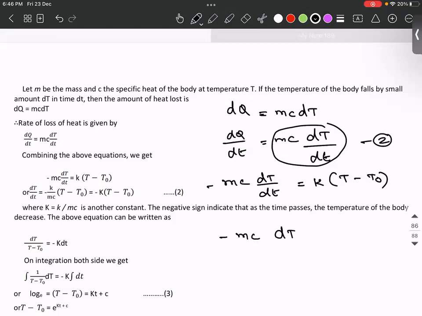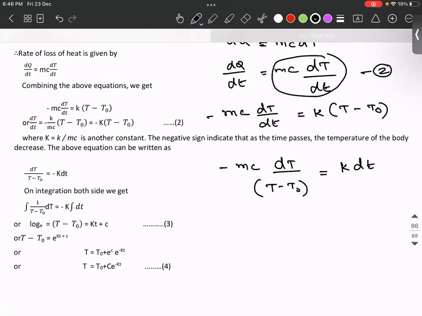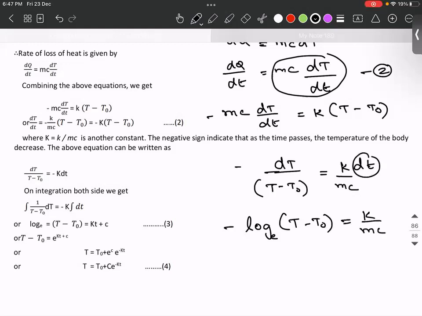Minus MC into dT divided by T minus T naught. Can I write it as K times dt? Now, when I integrate on both sides, with the minus sign, I'll write it as log base e of T minus T naught is equal to K divided by MC into the integral of dt, which is t.